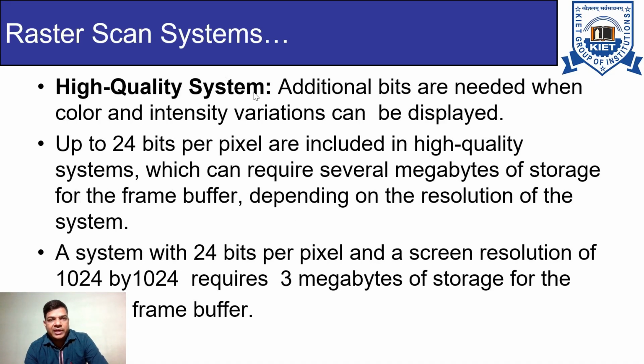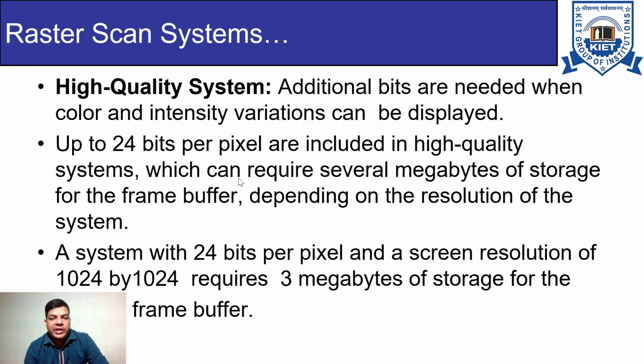But in the case of high quality systems, for example if you want to produce a colored image of any object, we keep many bits corresponding to each pixel. Additional bits are needed when color and intensity variations can be displayed. Up to 24 bits per pixel are included in high quality systems, which can require several megabytes of storage for the frame buffer, depending on the resolution of the system.